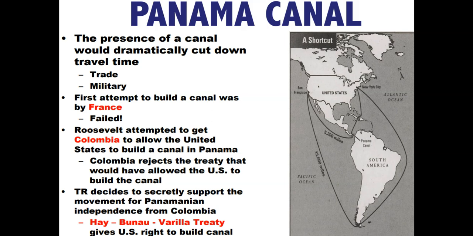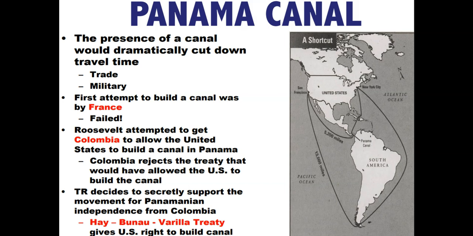The Panama Canal. The presence of a canal would dramatically cut down travel time. This would benefit trade, and it would benefit the military. If you see to the right, traveling from San Francisco through the Pacific Ocean all the way to the tip of South America is 13,000 miles. And then you would have to travel back up again through the coastal area, so South America all the way to New York. So that was a long time to travel. The Panama Canal facilitated a shorter path from the Pacific Ocean to the Atlantic Ocean. And basically the distance is 5,200 miles versus 13,000 miles.